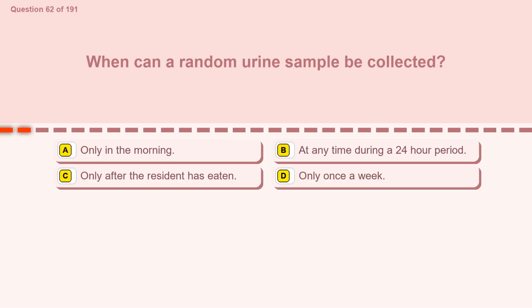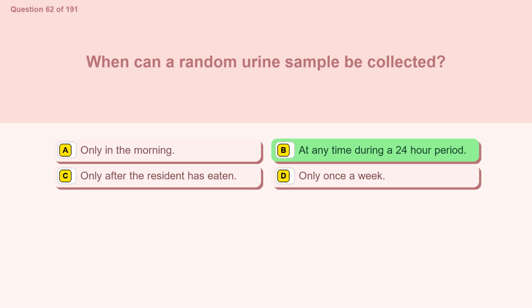Question 62. When can a random urine sample be collected? Option A. Only in the morning. Option B. At any time during a 24-hour period. Option C. Only after the resident has eaten. Option D. Only once a week.